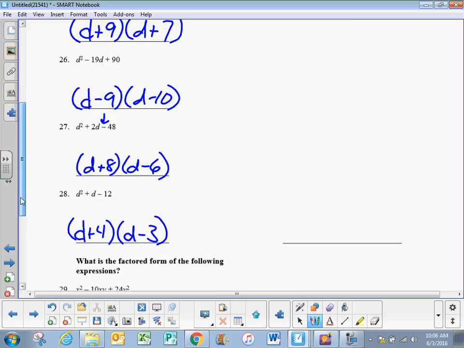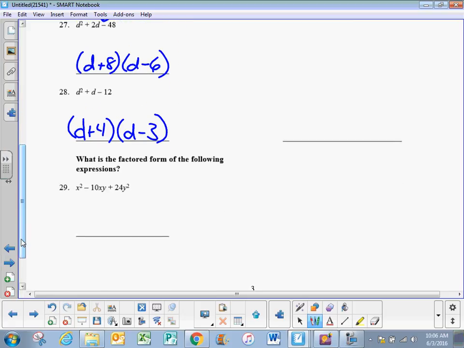This one, we are going to go x, what multiplies to be 24 adds to be negative 10: negative 6 and negative 4. But I'm going to leave a little space here to help you recognize that you have to have the y here, because you have a y squared there, plus your middle term has xy.